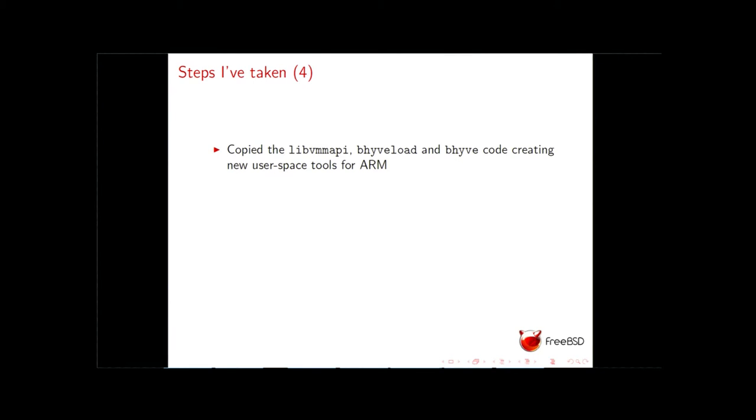I've duplicated the code, libvmmapi. This is a library that has all the VMM API, all the calls to the VMM API. So basically, bhyveload and bhyve are making calls from this library. We are using this wrapper to simplify the operations because there are a lot of IOCTLs in there, and it would be very messy to call them directly from bhyveload and bhyve code.